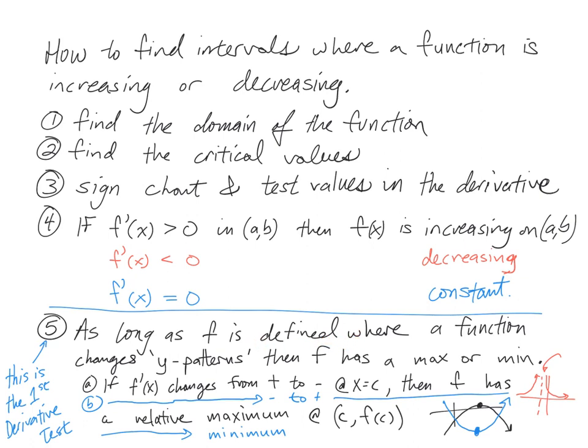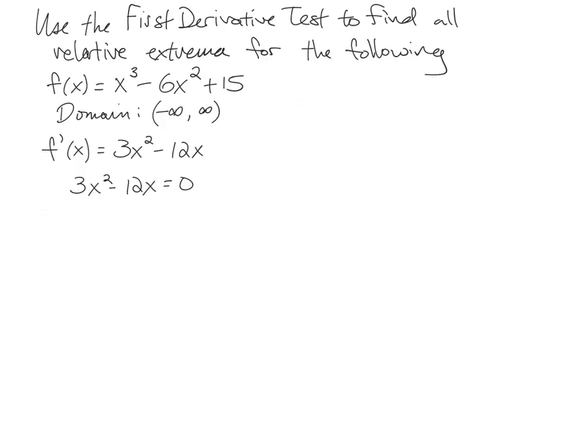Let's look at some examples. All right, for this particular example, we are trying to use the first derivative test to find relative extrema for the following function. You can see it here. This is a polynomial, so the domain is all real numbers. Here's the first derivative already, and to find the critical values, you set the derivative equal to 0.